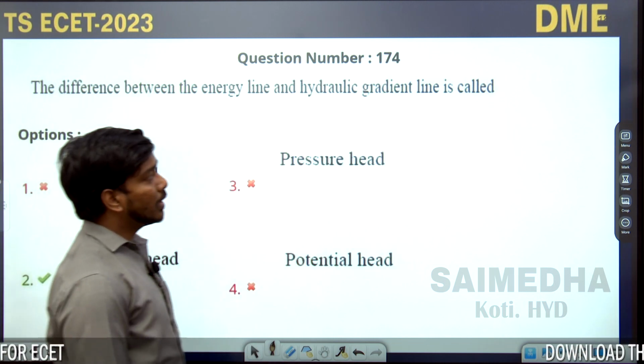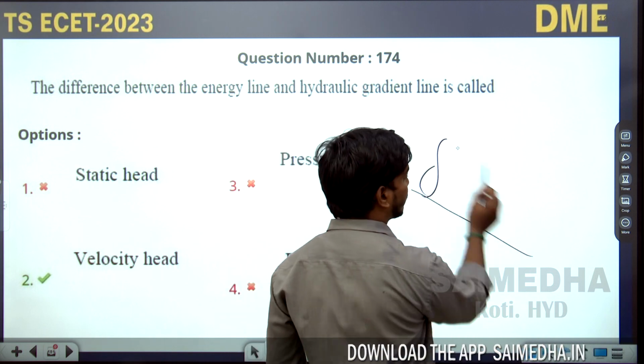The difference between the energy line and hydraulic gradient line. Flow through pipes chapter.